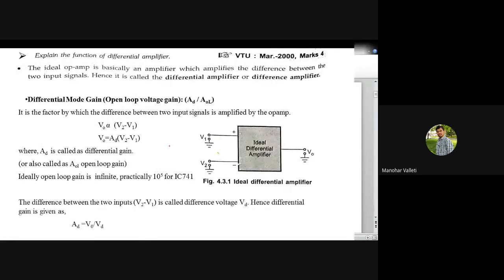So now we will see an important parameter of the operational amplifier, that is CMRR, common mode rejection ratio. To understand this, first we need to see what is actually inside. The first internal stage of the operational amplifier is the differential amplifier. Most of the input characteristics of the operational amplifier will follow this differential amplifier. So we'll try to understand this differential amplifier.